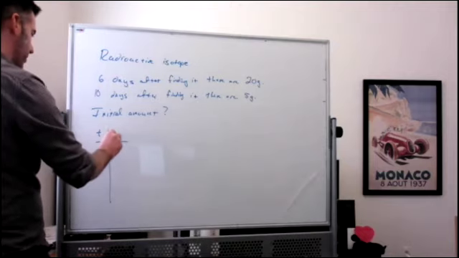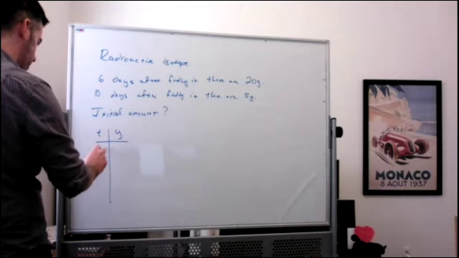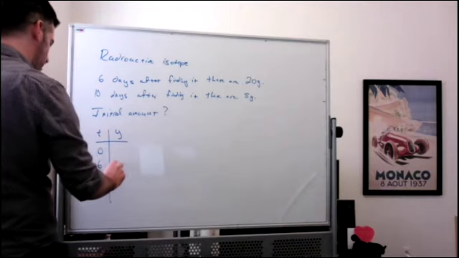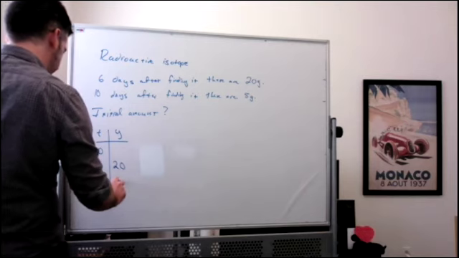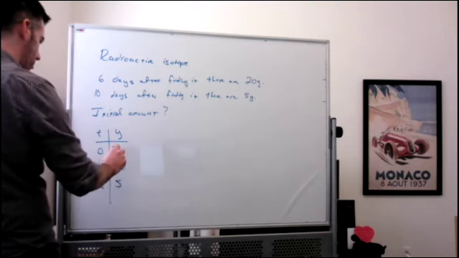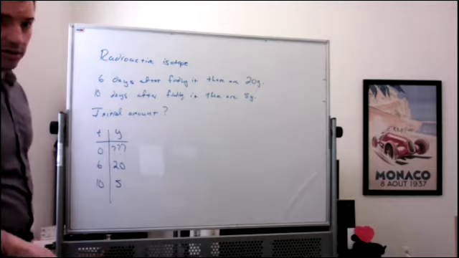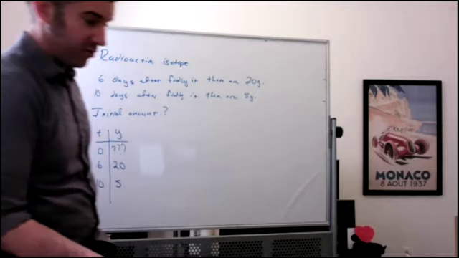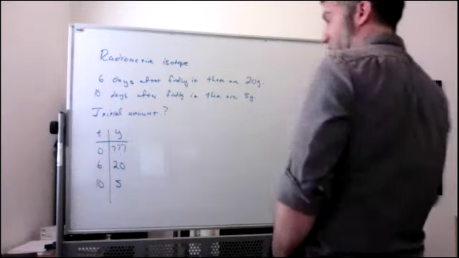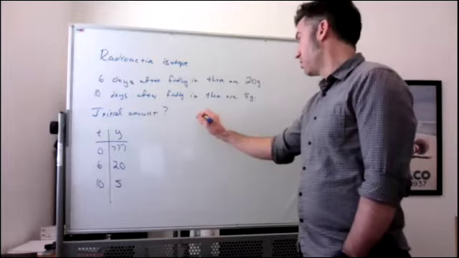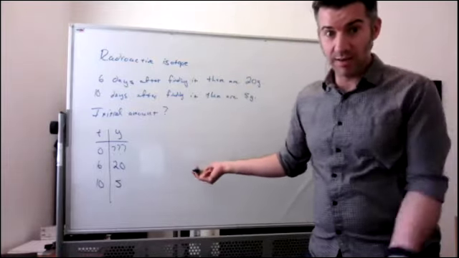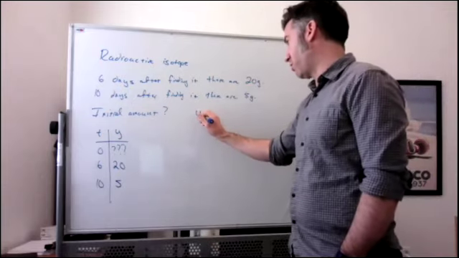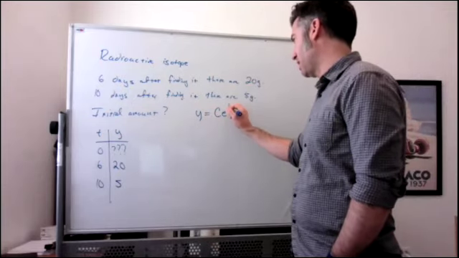I know that after 6 days, there are 20 grams. After 10 days, there are 5 grams. And I want to know how many grams there are in the beginning, after 0 days. So I'm still going to use the model. The problem is, for this kind of setup, I don't know what C is. So I've got my model y equals c e to the kt.